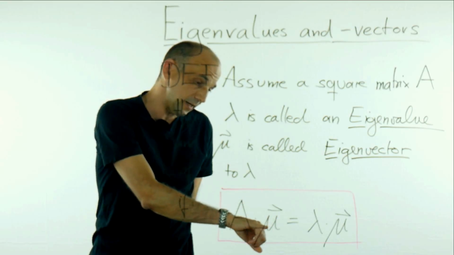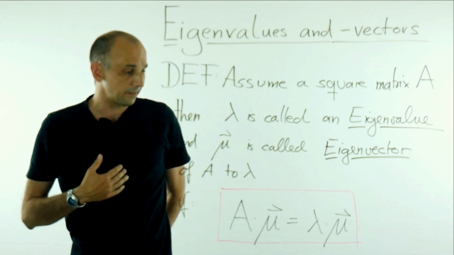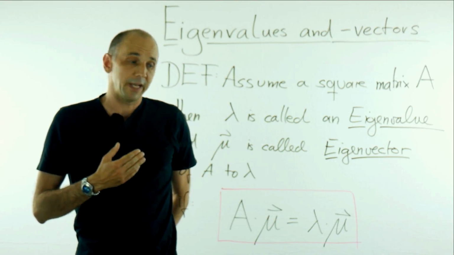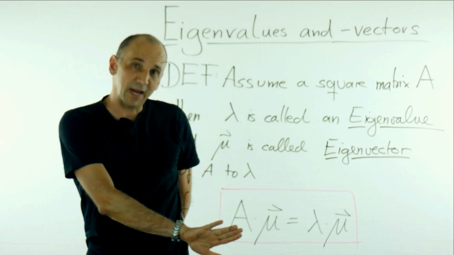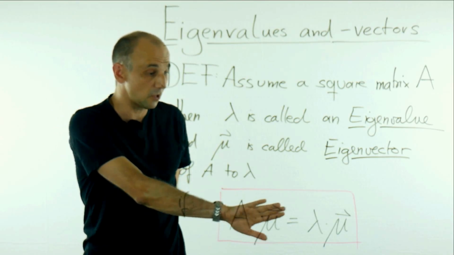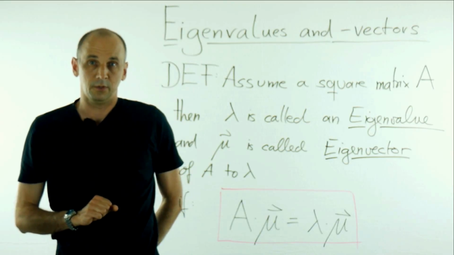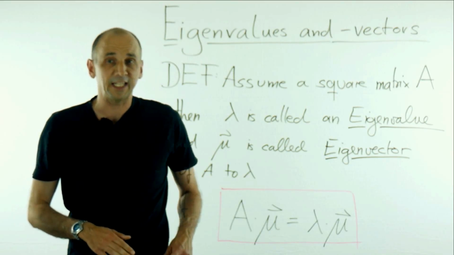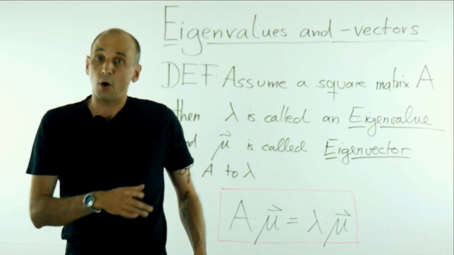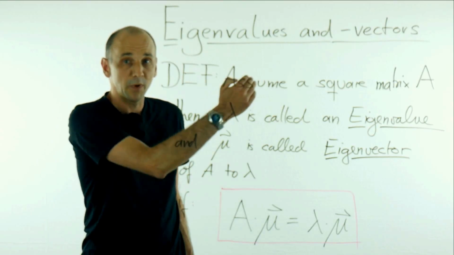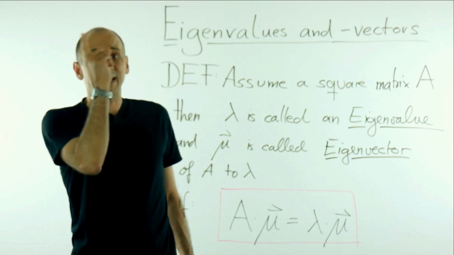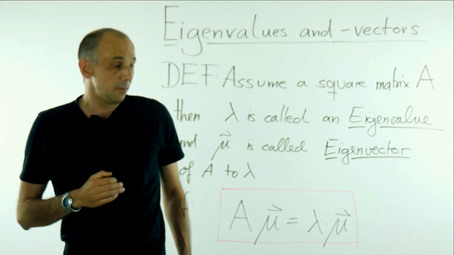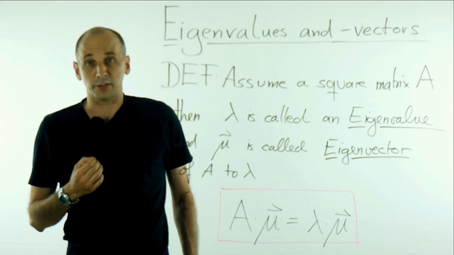If we see the vector mu, the eigenvector, as a vector, really, then of course applying the matrix operation does not change the direction of the vector. It only changes its size or its orientation. It may become longer, or it may become shorter, or it may turn around into the negative, but the direction of the vector does not change.